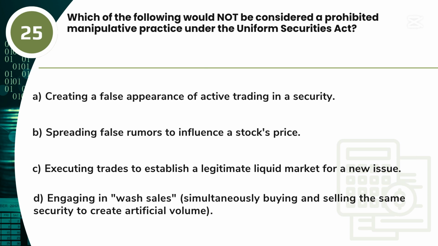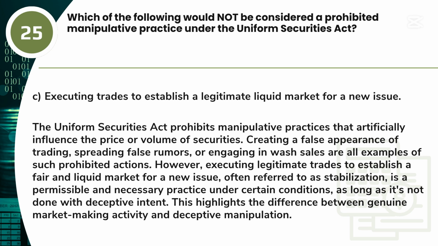Question 25. Which of the following would not be considered a prohibited manipulative practice under the Uniform Securities Act? A. Creating a false appearance of active trading in a security. B. Spreading false rumors to influence a stock's price. C. Executing trades to establish a legitimate liquid market for a new issue. D. Engaging in wash sales, simultaneously buying and selling the same security to create artificial volume. Answer: C. Executing trades to establish a legitimate liquid market for a new issue.